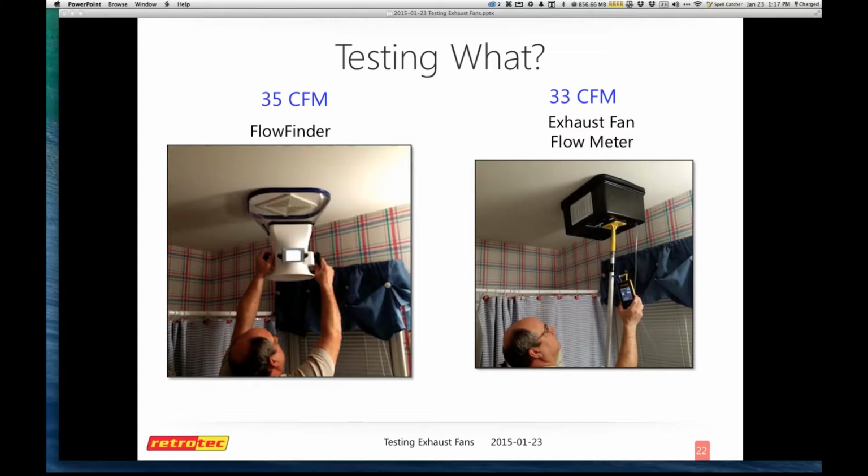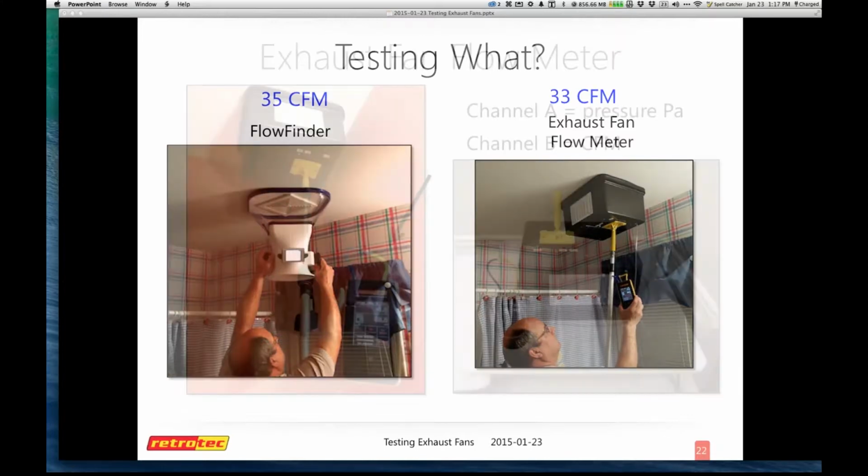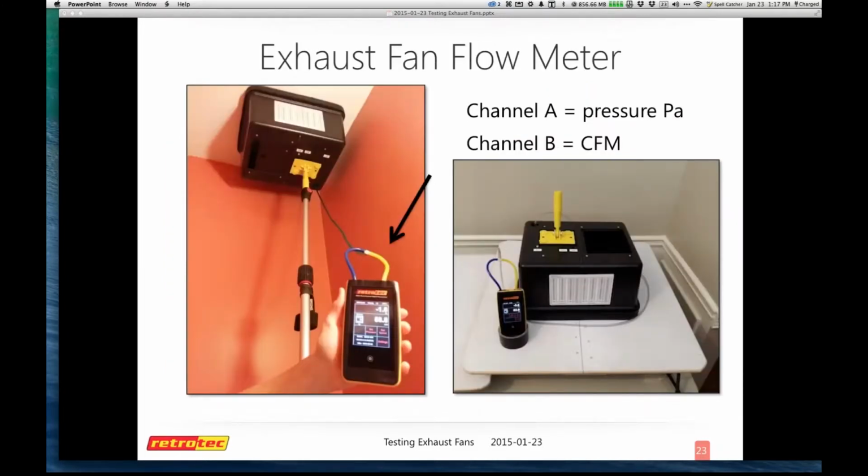I'm going to step through the gauge, because this is a really common question that I get: I can't get the exhaust fan flow meter to work with the Retrotec gauge. So my goal was to frantically throw together a couple of slides here and step you through what to do. The first thing is that the exhaust fan flow meter is a device just like a DucTester or a blower door.